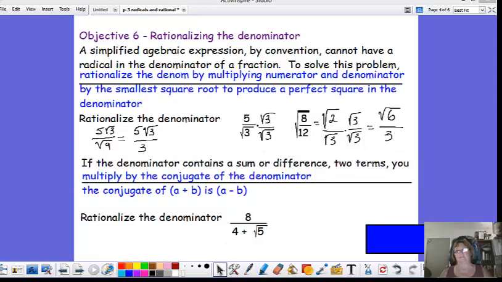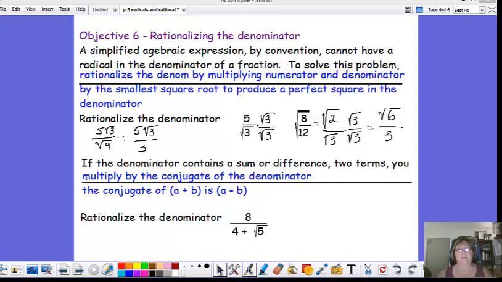If we're trying to simplify a fraction, and we happen to have a sum or a difference, an addition or a subtraction in the denominator, you multiply by the conjugate of the denominator. The conjugate of a sum, like a plus b, is the same two number parts, a and b, but with a different sign in the middle. So if we want the conjugate of a plus b, we use a minus b. Let's apply that here.